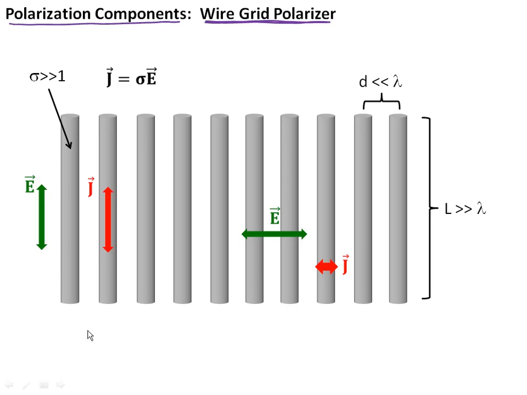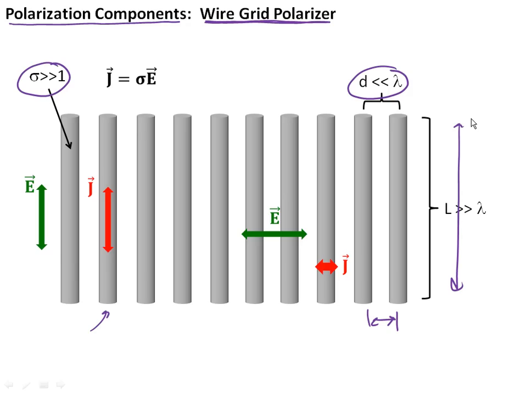So here you have some kind of wires. There are these gray cylinders, and they're conducting. They're wires. They conduct electricity very well. So we say the conductivity is much greater than 1. For a wire grid polarizer to work, the horizontal spacing between these wires needs to be much, much less than a wavelength. Otherwise it doesn't act as a polarizer. And also the length of the wires, the size of the polarizer in this vertical direction, needs to be much, much greater than a wavelength. And if you construct something like this, you've essentially made a wire grid polarizer.